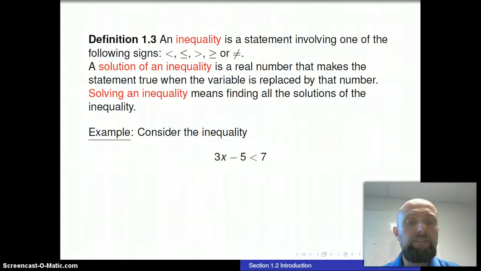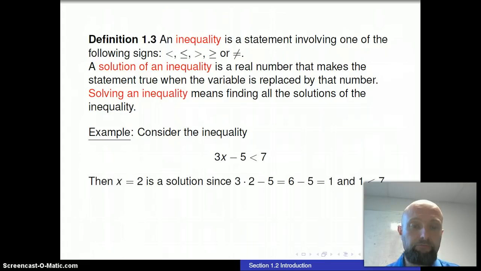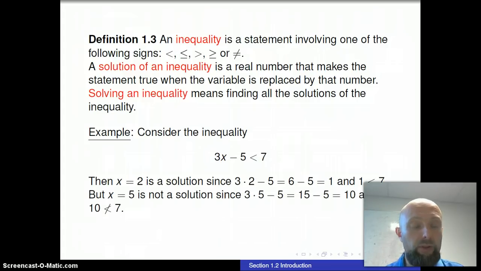So, as an example, consider the inequality 3x minus 5 is less than 7. Then x is equal to 2 is a solution, since 3 times 2 minus 5 is 6 minus 5 is 1, and 1 is less than 7. But x is 5 is not a solution, since 3 times 5 minus 5 is 15 minus 5 is 10, and 10 is not less than 7.